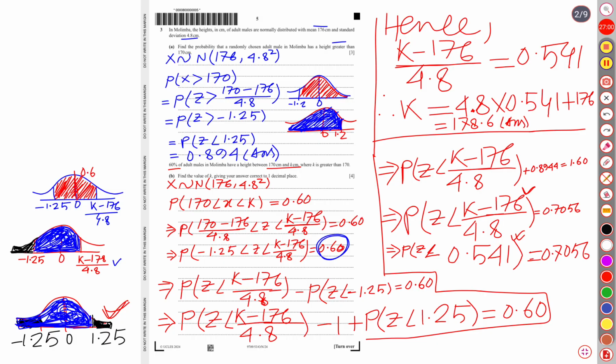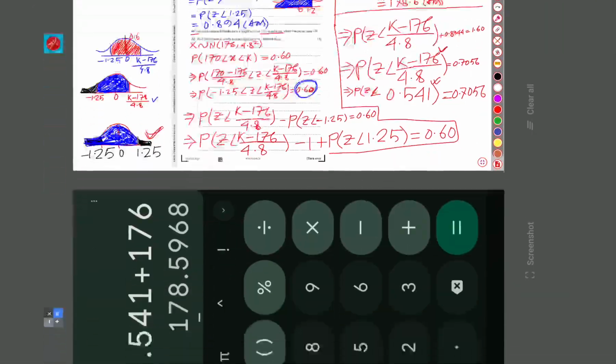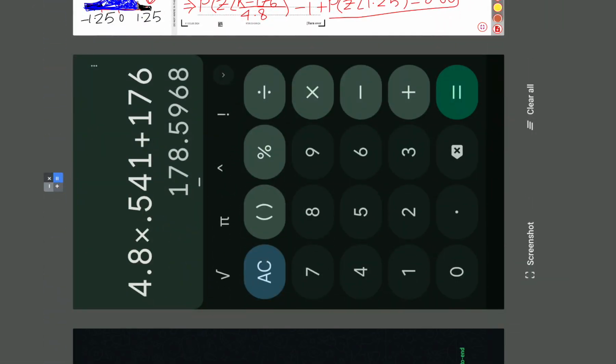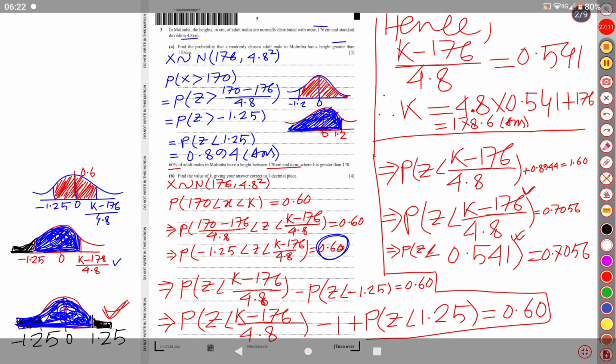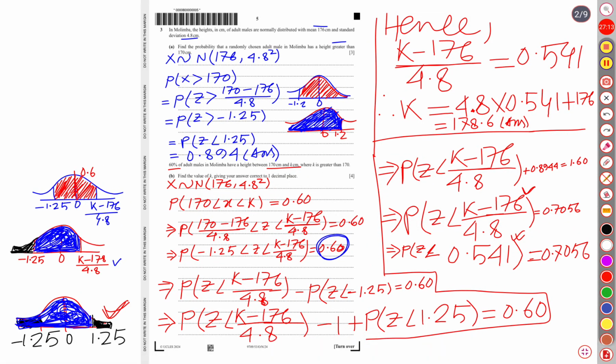And I think you have understood it well. Let us verify the answer whether we have written it correctly or not. It is 178.6. Yes. So that's all about the solution to question number 3. Let's move on to question number 4.